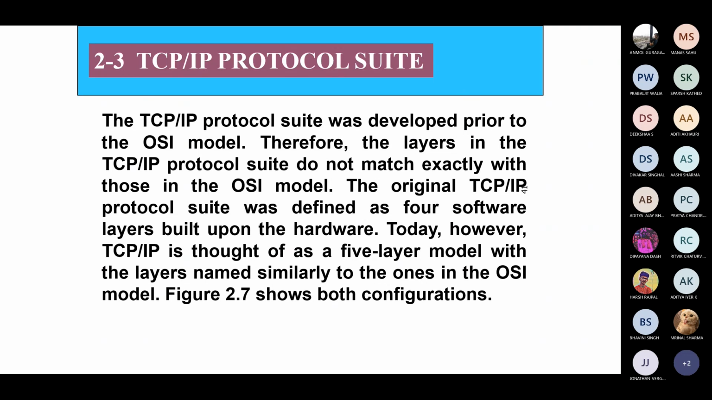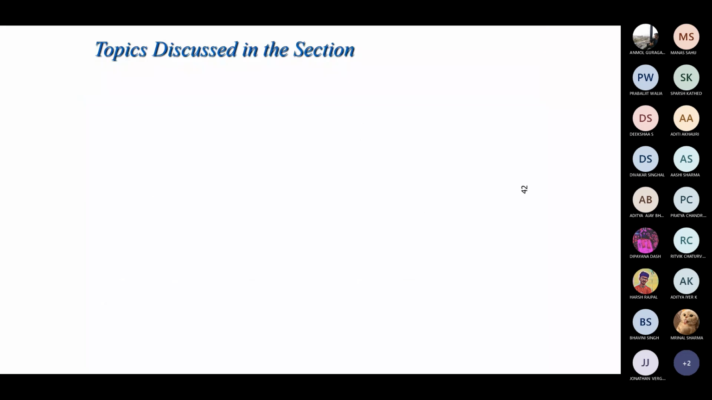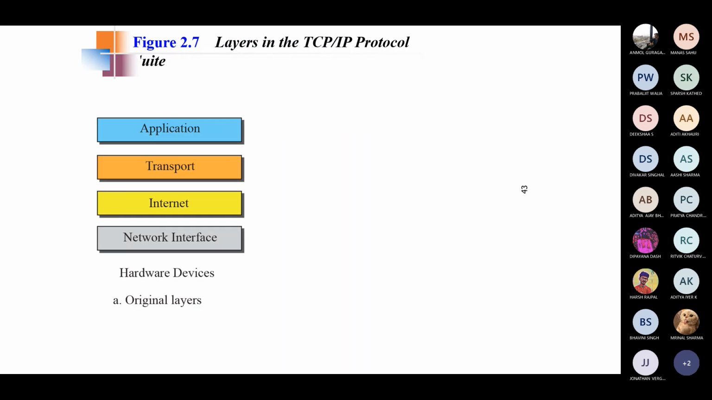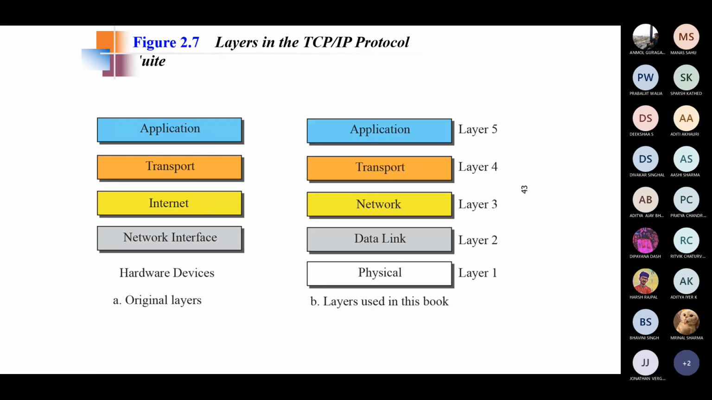Already we had discussed the protocols which we are using in the TCP/IP protocol suite. So see here, the comparison between OSI and TCP/IP is very important, and the layers in the TCP/IP suite. We already discussed these two. So these are very important concepts here. Originally, only 4 layers are present in the TCP/IP protocol suite: the application, transport, internet and network interface. And next, see here. The network interface and the hardware devices are integrated here to form the data link layer and physical layer, which is used in this particular example.